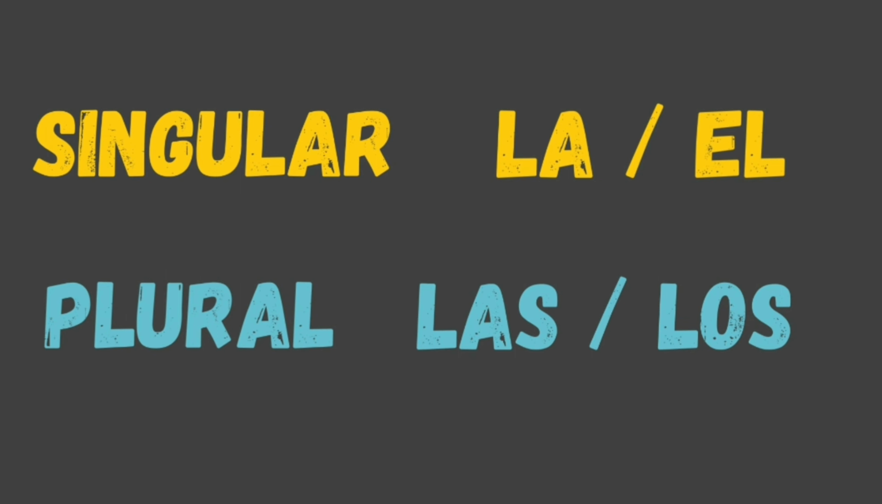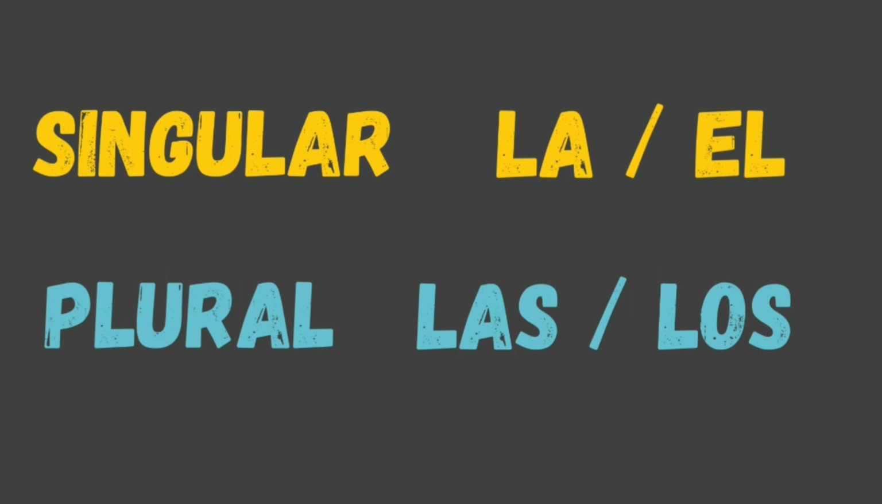Another example would be the ideas, okay? The ideas in Spanish means las ideas. Ideas is a noun having a female gender. That's why we're using las, because it has a female gender and it's in plural form. So we're going to say las ideas.